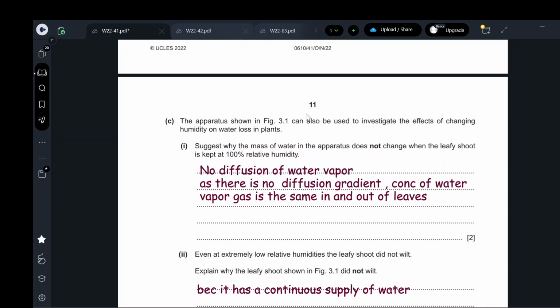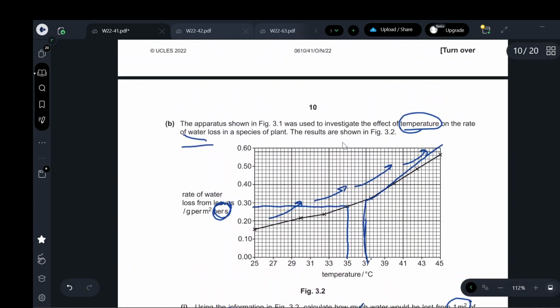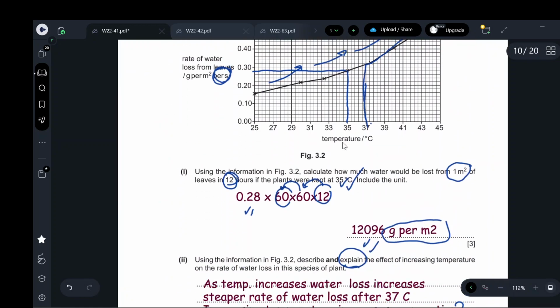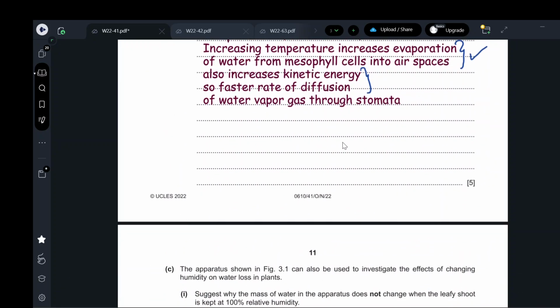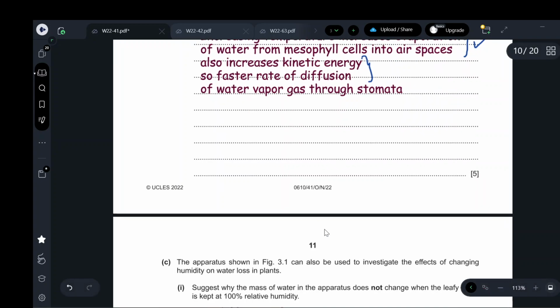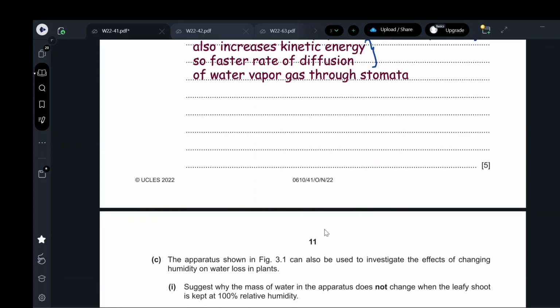The apparatus shown can also be used to investigate the effect of changing humidity. I can use the same apparatus, but to check the effect of humidity. Suggest why the mass of water does not change. The mass of water in the apparatus does not change when the leafy shoot is kept at 100% humidity. 100% humidity means that the air around the plant has lots of water vapor. It is full of water vapor.